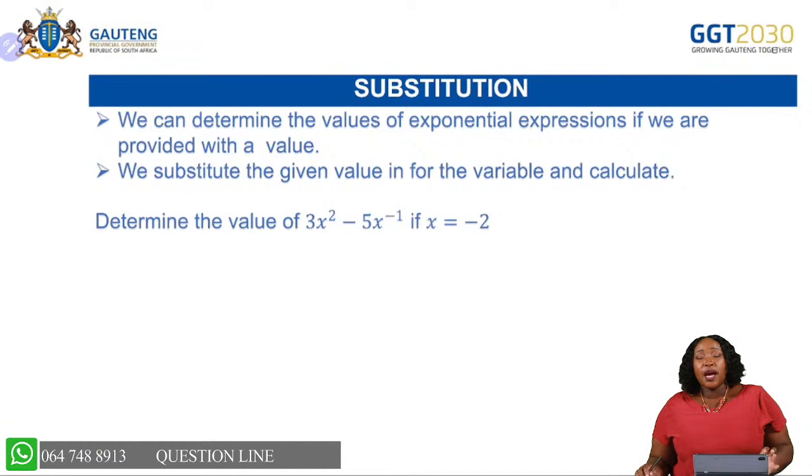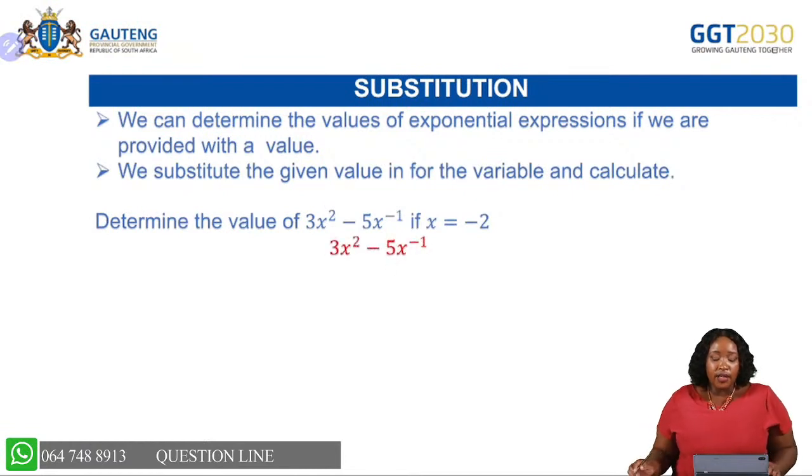Now, depending on the type of expression and how complicated it is, sometimes you can choose to simplify first and then substitute before you get your answer. At times that might be too risky and you just end up substituting. All right, so here we have an example. It says determine the value of 3x squared minus 5x to the negative 1 if x is equal to negative 2. Okay, so here every time we see x, what do we have to substitute? Negative 2.